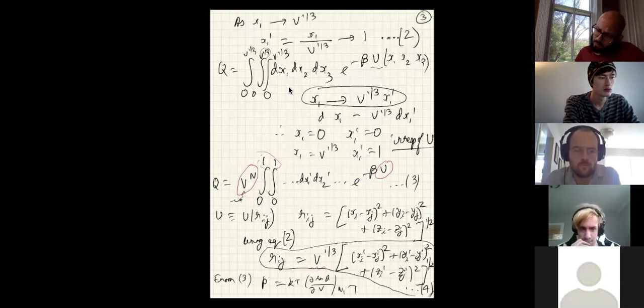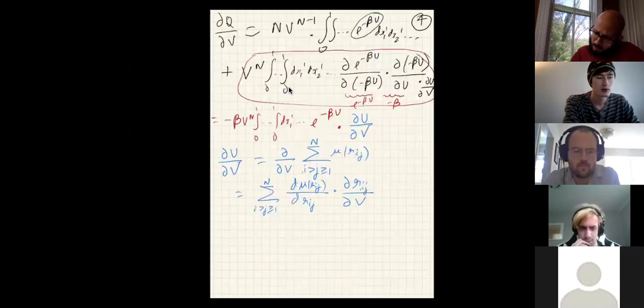We can use this to calculate partial rij by partial volume. How? I will not change a fourth color now. I don't know how to do that on iPad. I think I can go and select it somewhere. But anyway.